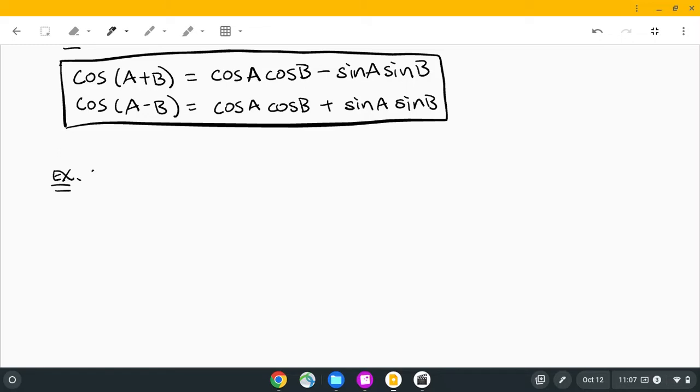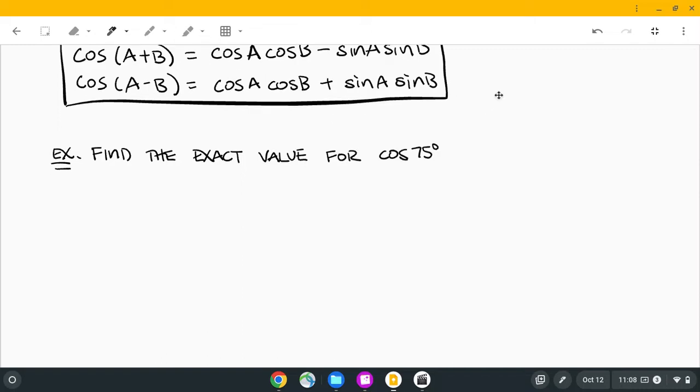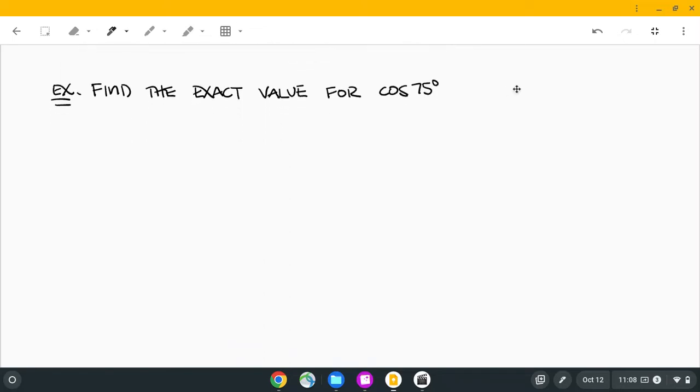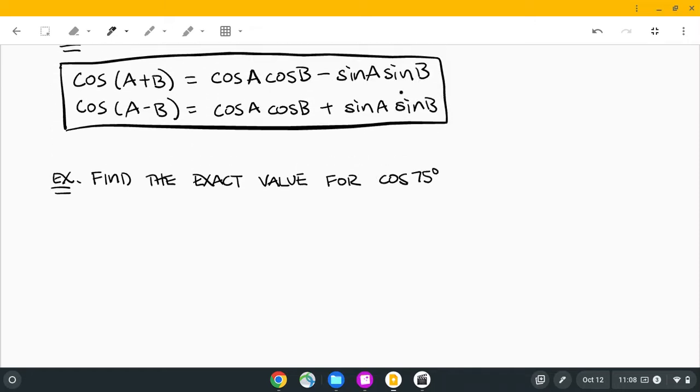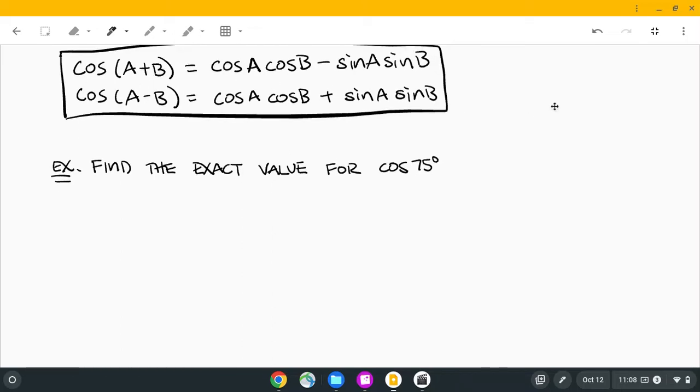You might be asked to find the exact value, which means you're not using a calculator. Find the exact value for cosine 75 degrees. 75 degrees is not one of the ones we have memorized. However, we could split up 75 degrees into two that we do have memorized, and then we can use one of these formulas.